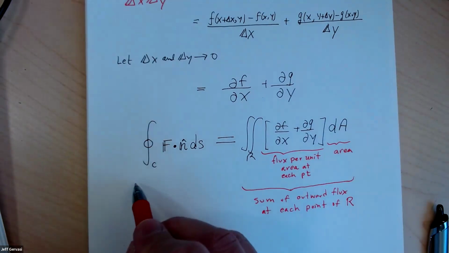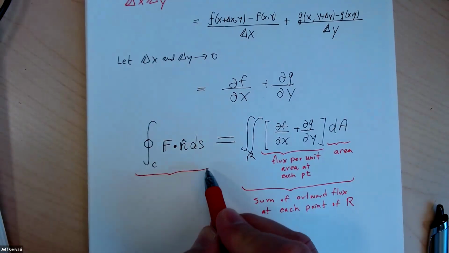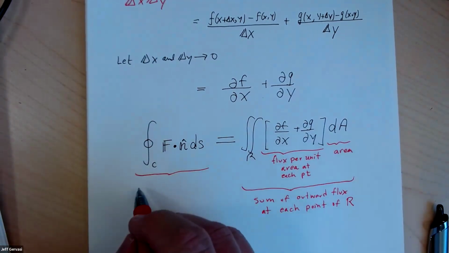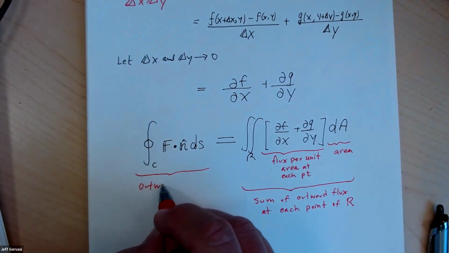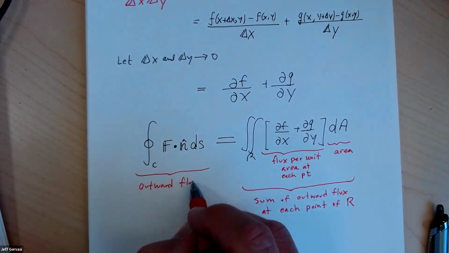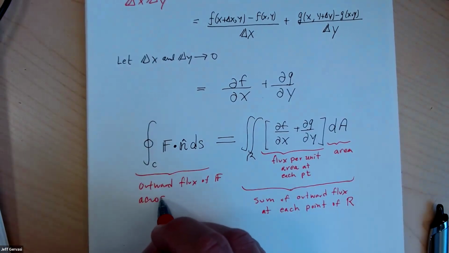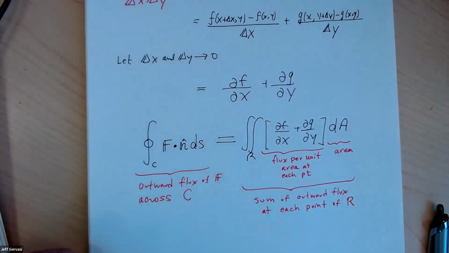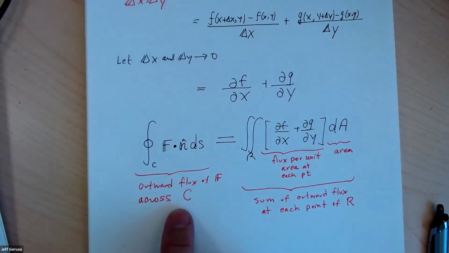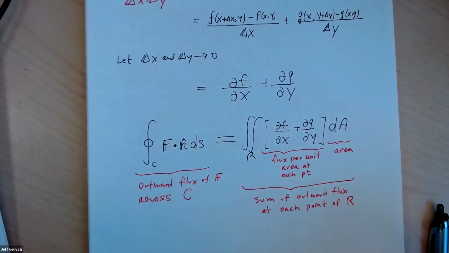The left-hand side, well, we knew what that was from a previous video. This is the outward flux of the vector field across C. So the sum of the outward flux at each point within the region R is equal to the outward flux of the vector field across the curve C, which bounds the region R.